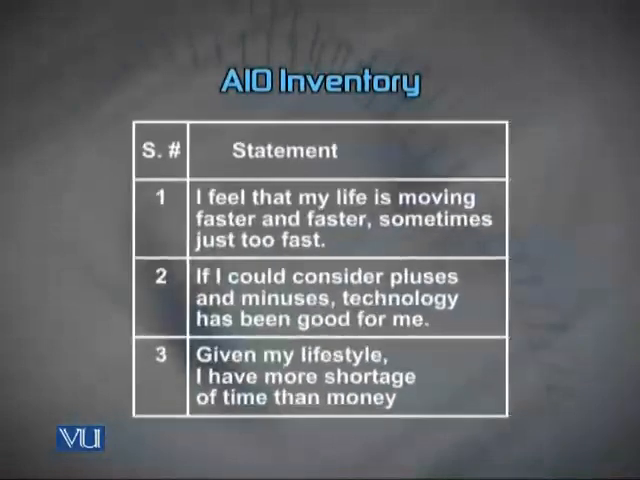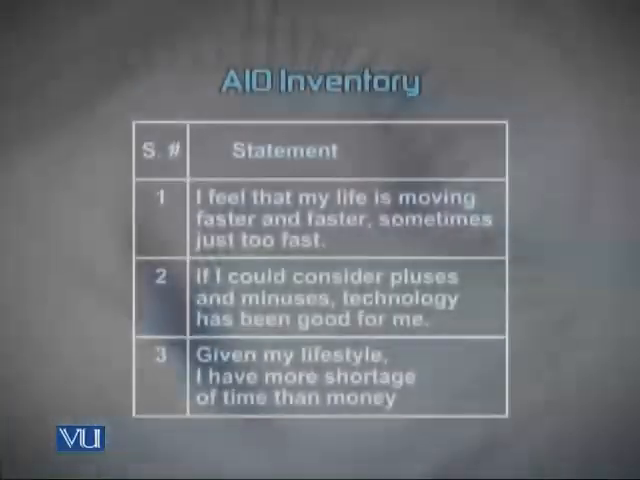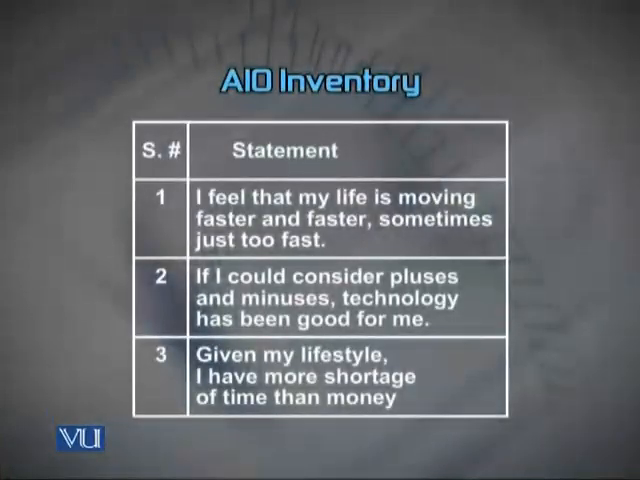Now, if you see, the first question is, for example, "I feel that my life is moving faster and faster, sometimes just too fast." This suggests the form of activities that are relevant, that the person seems to have no time for involving himself in some kind of leisure activities. Now, look at the second question: "If I consider pluses or minuses, technology has been good for me," which basically suggests that this person is more involved in using technology gadgets, for example, computers, laptops, mobile phones, and so on and so forth.